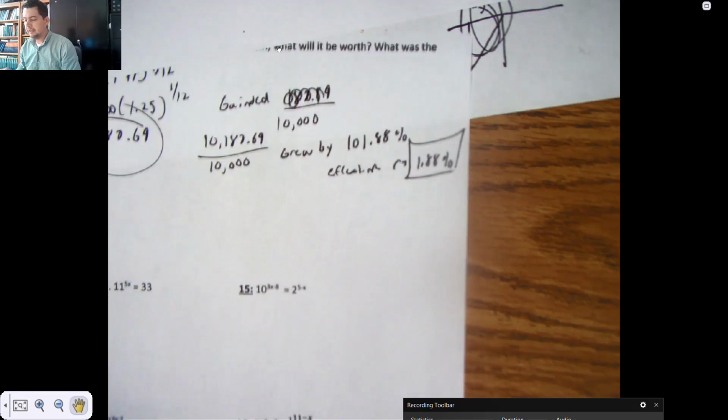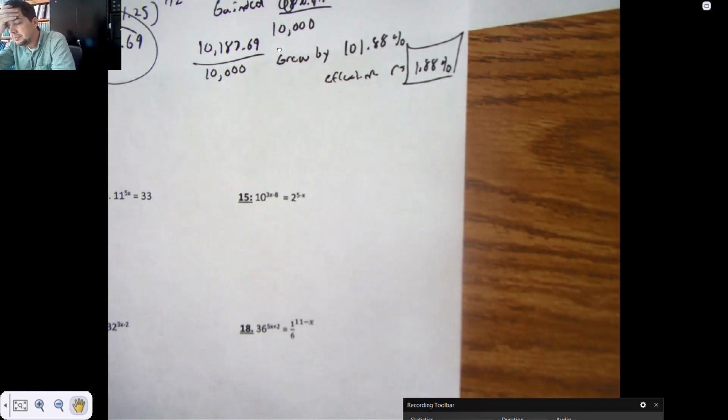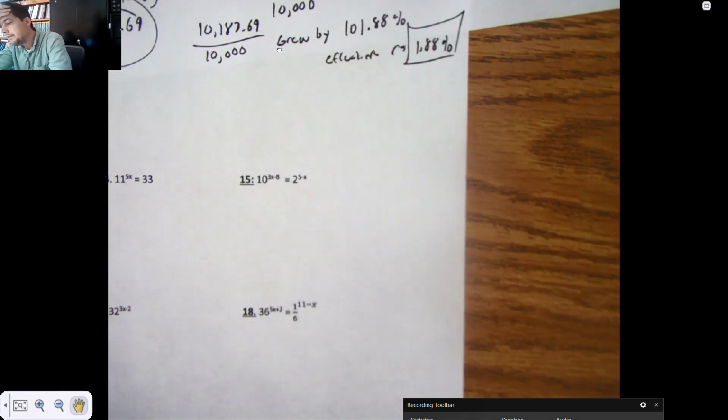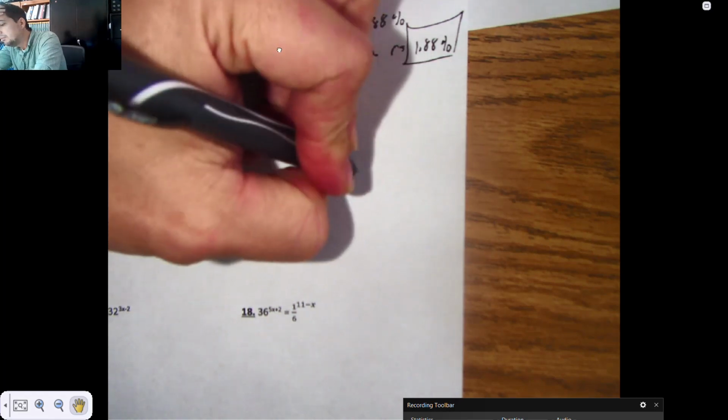Now what else we got here? We got 15 being bolded. 15 is an exponential equation, and there's no way to turn a base of 2 into a base of 10. So we're going to do a little technique here that I probably have not taught yet, but I will teach the next day of instruction. The technique is called ln both sides.